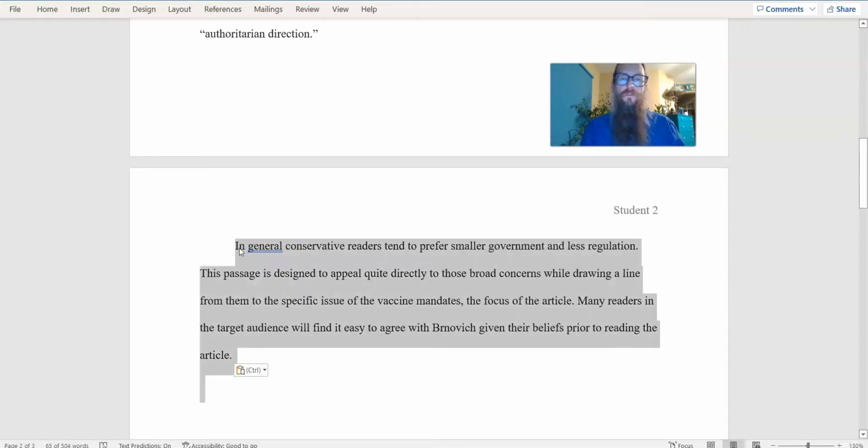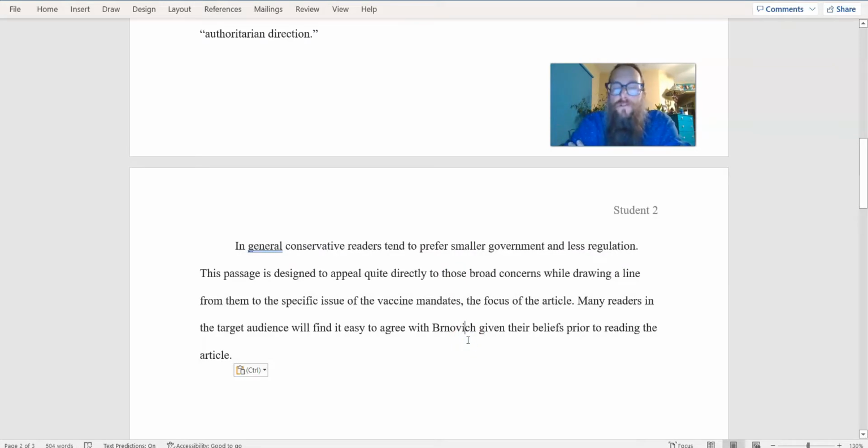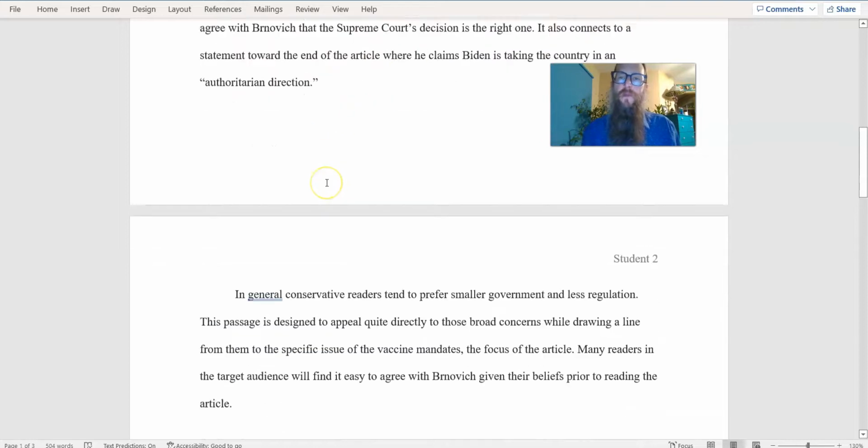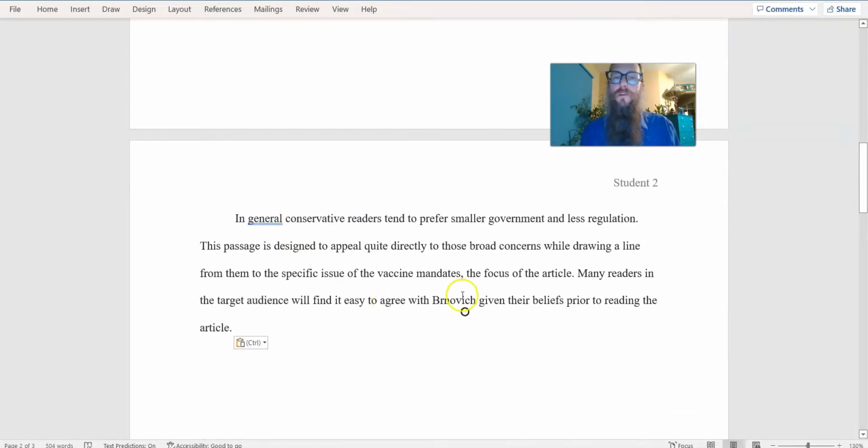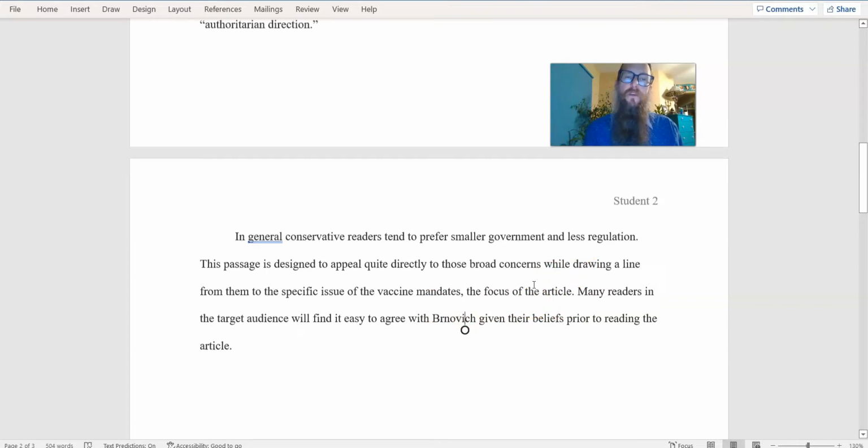This part here speaks to what readers expect. When you think about the target audience for a Fox News article, it's right leaning. And so this is typical of the vast majority of conservatives and Republicans. They want smaller government and less regulation. And indeed, he appeals to those beliefs by drawing a connection between that and the vaccine mandates. And so he's being strategic here, which is what people do in opinion articles, but there's some evidence of bias potentially impacting what he's doing here. And so we're just talking about how that could affect the target audience.